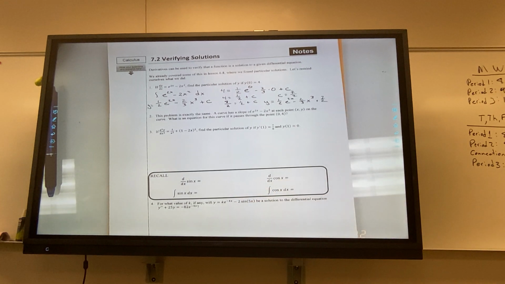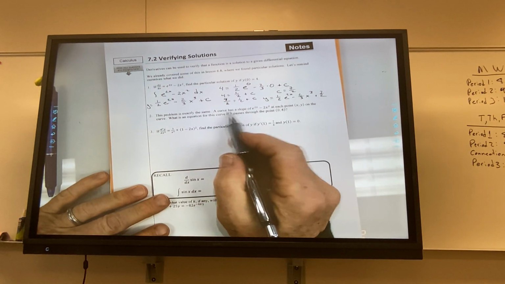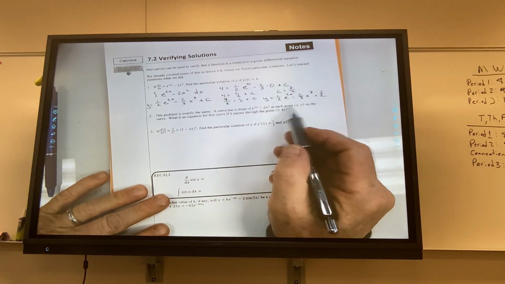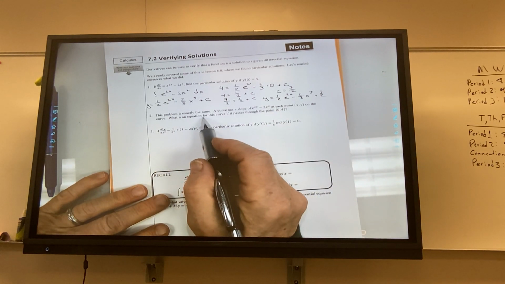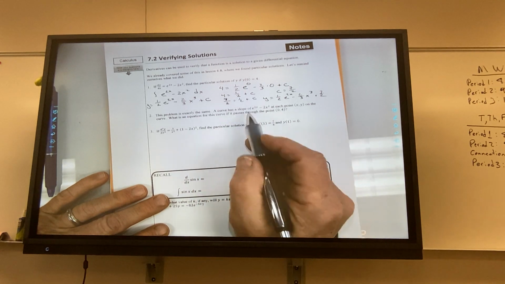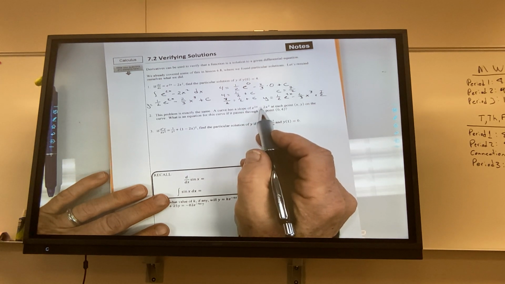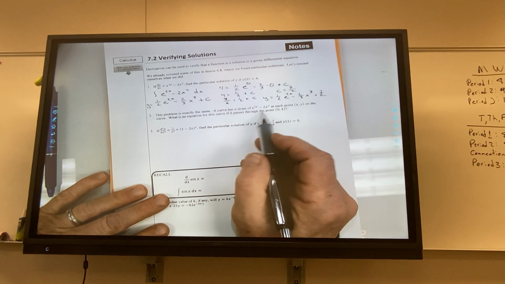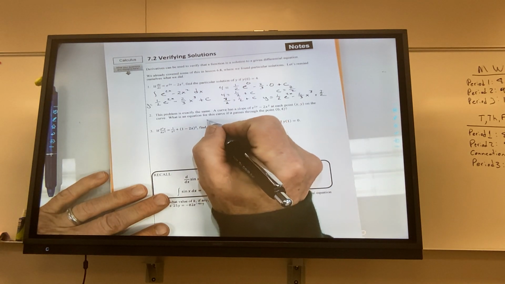Okay, is some of that coming back? All right, good. This problem is exactly the same. A curve has this slope at each point xy on the curve. What is an equation for this curve if it passes through 0, 4? Well, if this is the slope, I would have to take the antiderivative, correct? And plug in the point 0, 4. And it's going to be exactly the same as this.